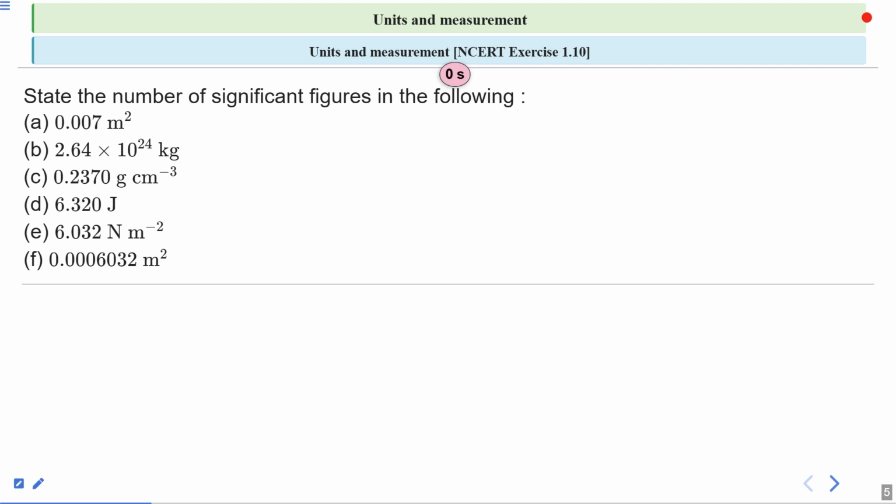The zeros after a decimal are insignificant here. If there was a non-zero number instead of this 0, then the zeros between the decimal point and 7 would have been significant. But there is no non-zero digit before the zeros, because of that these are insignificant.